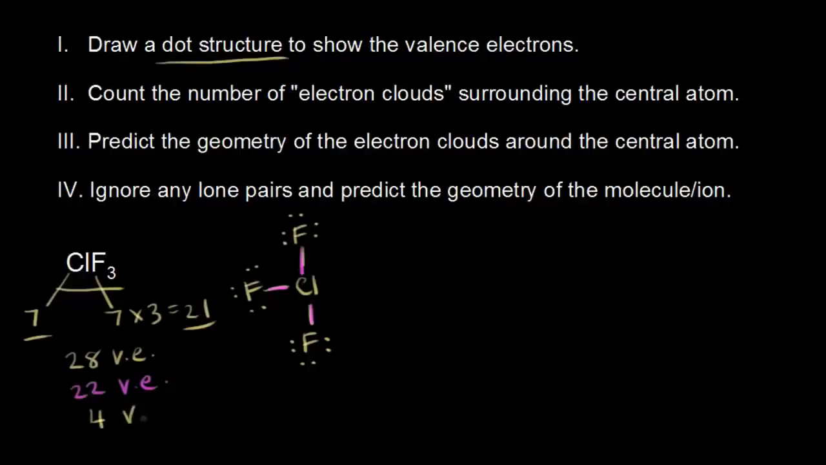4. So we're left with 4 valence electrons, and when you have leftover valence electrons after assigning them to your terminal atoms, you're going to give them to your central atom. So we're going to assign 4 valence electrons to our central atom, and it makes sense to put those in lone pairs. So there's one lone pair, and there's another lone pair on the chlorine, and so now that takes care of all of our valence electrons.